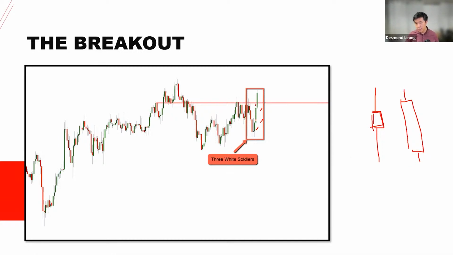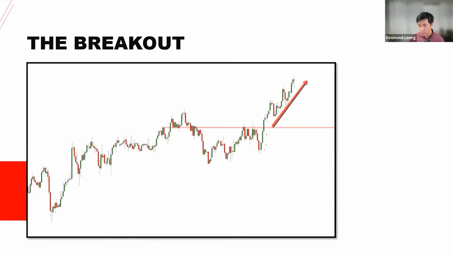Right, so you notice most of them are like this. You're looking for three proper soldiers, not three babies. Three white soldiers is a very good indication that price might break out. It's a very good breakout candlestick pattern. True enough, when this pattern happens, you have one, two, three white soldiers. It breaks this resistance and price takes off, right? So this is our example of what happens when price comes and then breaks out. Okay, this is the definition of a breakout.